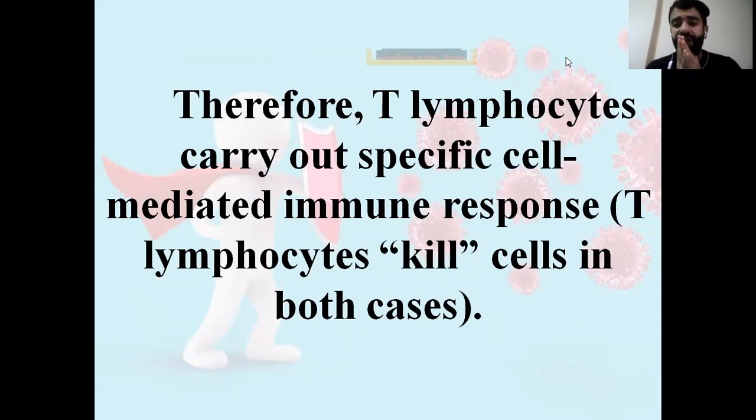Here, specific: you know that T and B cells carry out a specific immune response. Cell-mediated is only for the T lymphocyte. So it is a specific cell-mediated immune response. The T lymphocytes are the active cells, the major cells that work in this response. They kill the cells using the TCR, the T cell receptors, and that's why they call T cells killer cells, because they kill other cells using the TCR.